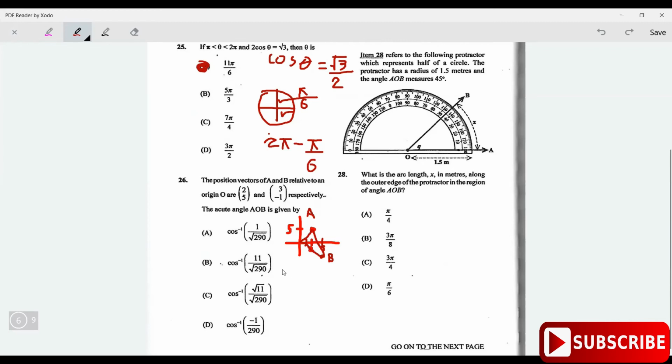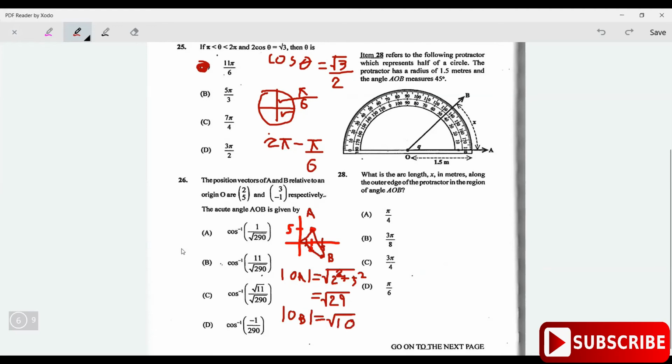And so the first thing we need to find is the modulus of vector OA. The modulus of vector OA is equal to the square root of 2 square plus 5 square, which is the square root of 4 plus 25, that's the square root of 29. So that's the modulus of OA, the square root of 29. And then now we need the modulus of OB. The modulus of OB is going to be equal to the square root of 3 square plus 1 square. So it's the square root of 10.